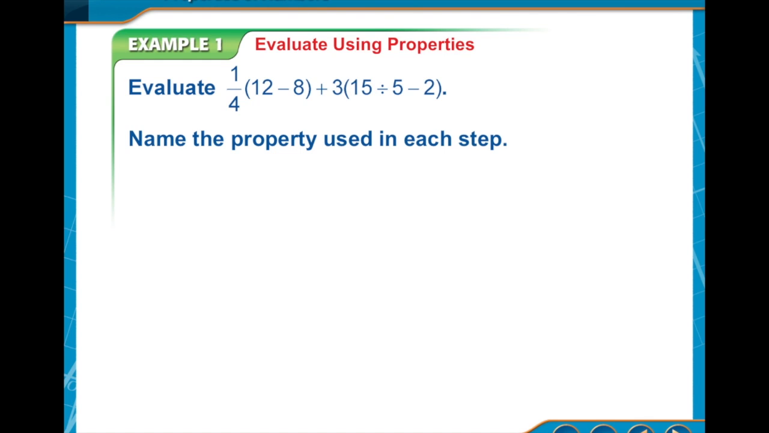So first, example 1. We want to evaluate this expression given. We want to name the property used in each step. So first, we'll copy down that question and then talk about each step as we go through it. So we want to solve this, but we need to have a reason for each step that we do. And we can use any of the properties that we've learned, that we just discussed, as a reason for why we can justify that step.